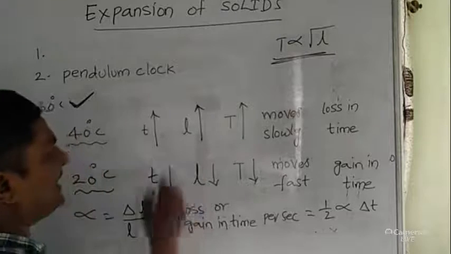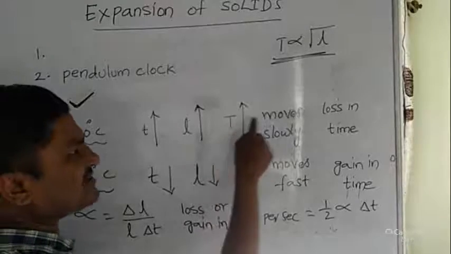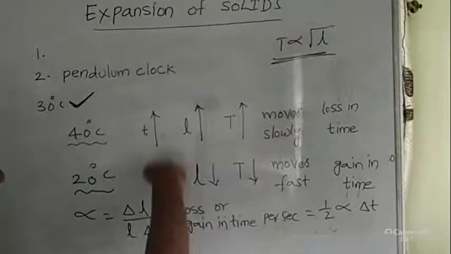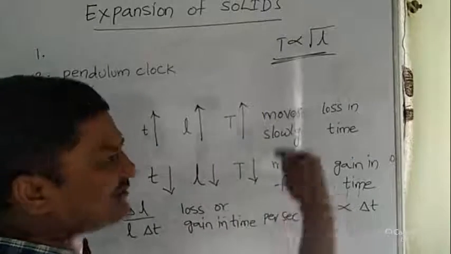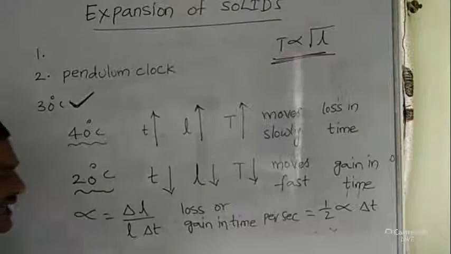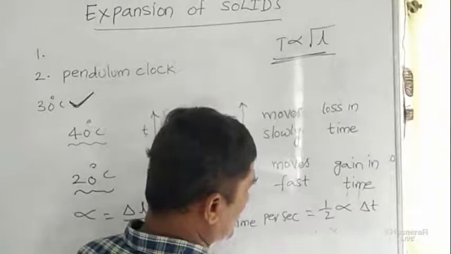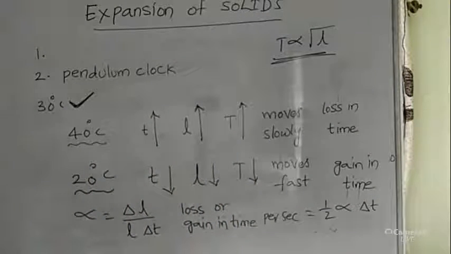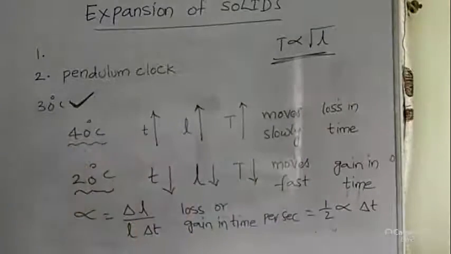Once again I am repeating: as temperature increases, the length of the pendulum increases, the time period increases, the watch moves slowly, there is a loss in time. As temperature decreases, the length of the pendulum decreases, hence the time period decreases, the watch moves fast, there is a gain in time. So loss or gain in time per second can be calculated as 1 by 2 into alpha into delta T.